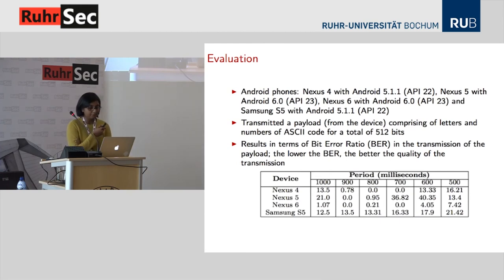Here we present the results in terms of bit error rate. The lower the BER, the better the quality of the transmission. You will see here there are a couple of zeros, which means we were able to recover the 512 bits without any errors on the adversary side.